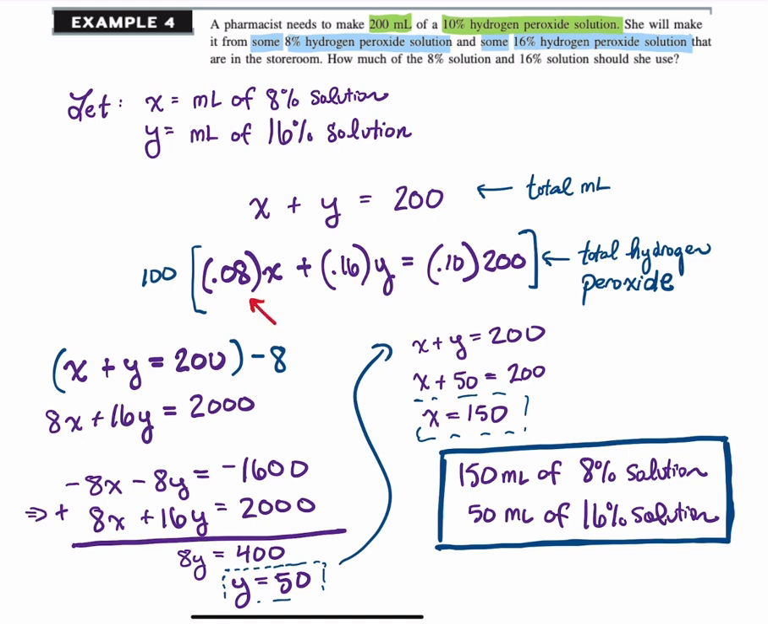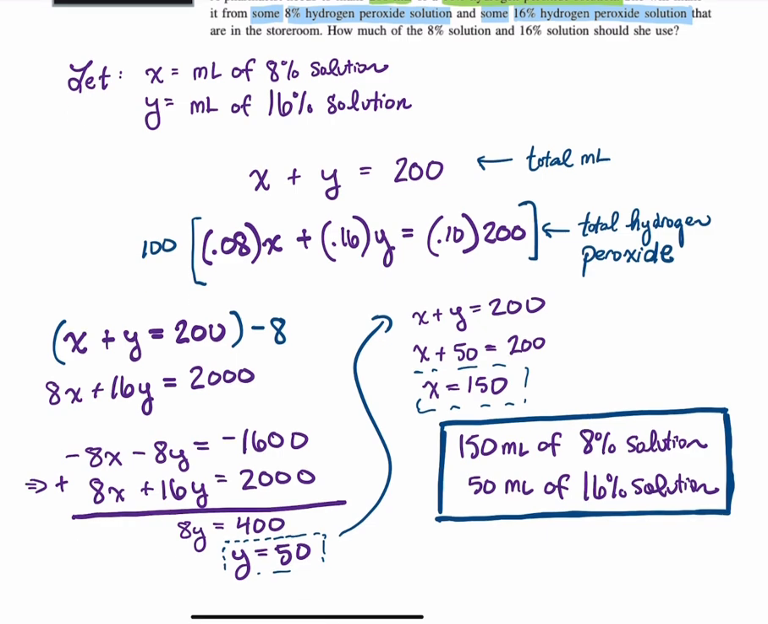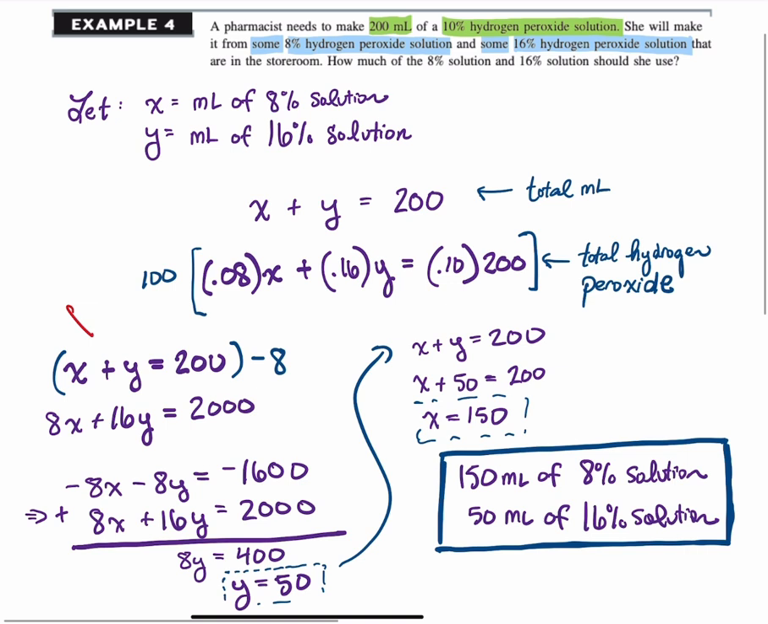8% of however much x is plus 16% of however much y is will be 10% of our total milliliters, because it was 200 milliliters of a 10% solution. So for me, that's the tricky part. But then once you have the equations, the rest is just following our process of solving a system. And you could have done this pretty nicely also with substitution as well. If we just solve this first equation for x or y and substitute it in, so we could get there multiple ways.